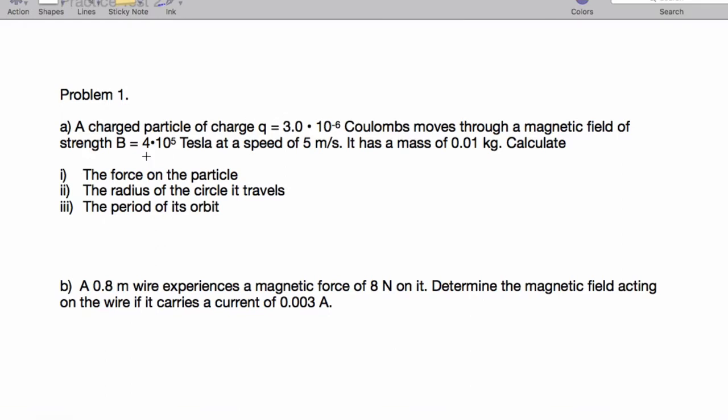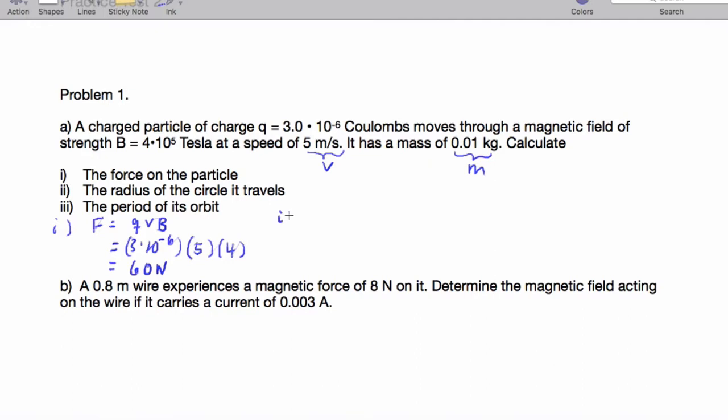So this, of course, is our charge. This is our field. This is our speed. And we have a mass. Now, not all numbers are going to be used in all formulas. So when we get the force on this particle for part A, the force is going to be Q times V times B. And that's going to end up being Q, which is 3 times 10 to the negative 6th, times V, which is 5 meters per second, times the B, which is 4. When we actually work all of this out, I believe we're going to get 60 newtons worth of force.